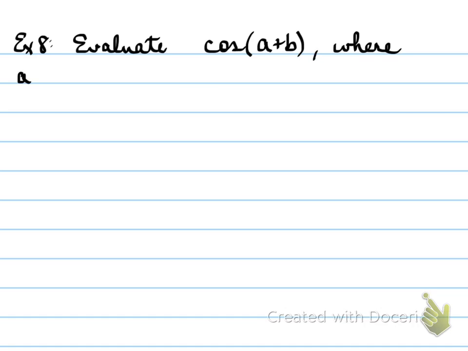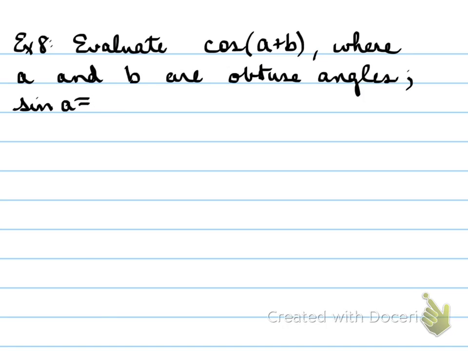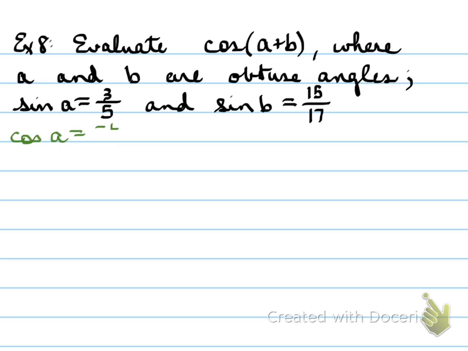Example number 8. Evaluate cosine of a plus b, where a and b are obtuse angles. Sine a is equal to 3/5 and sine b is equal to 15 over 17. The key here is obtuse angles. What do we do here? All right, so what we can do is find the value of cos A. We know cos has to be negative because it's an obtuse angle. Both A and B are obtuse angles, so cos has to be negative in both cases.